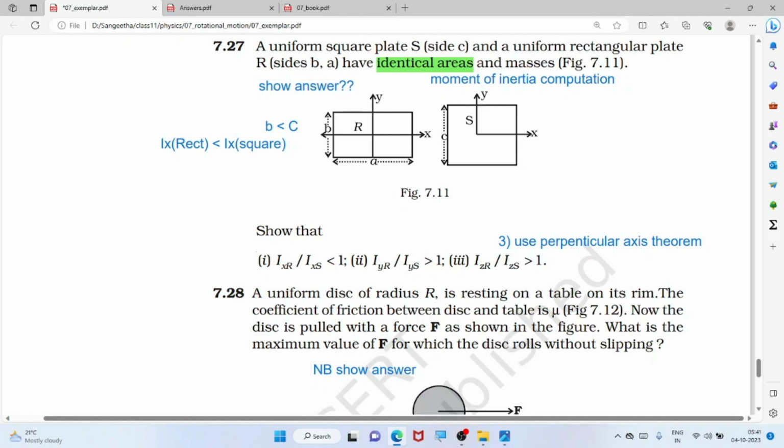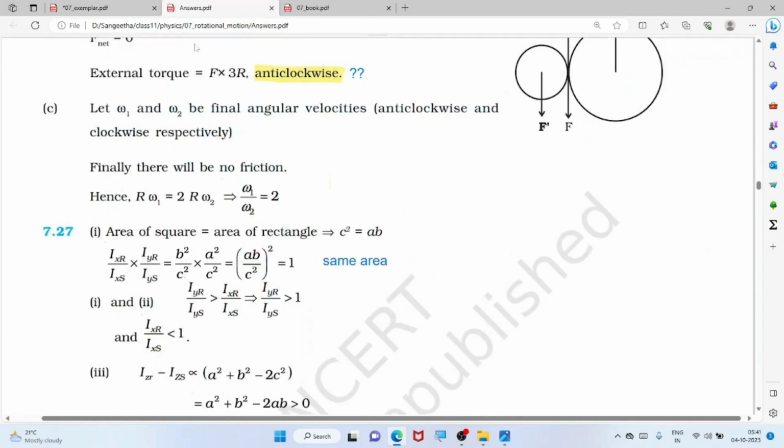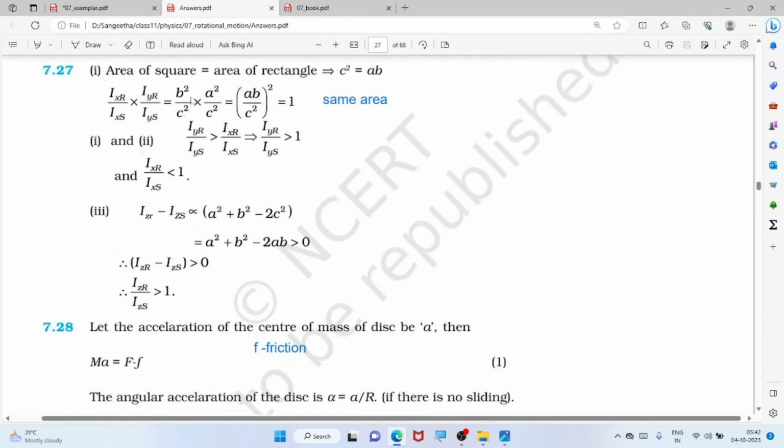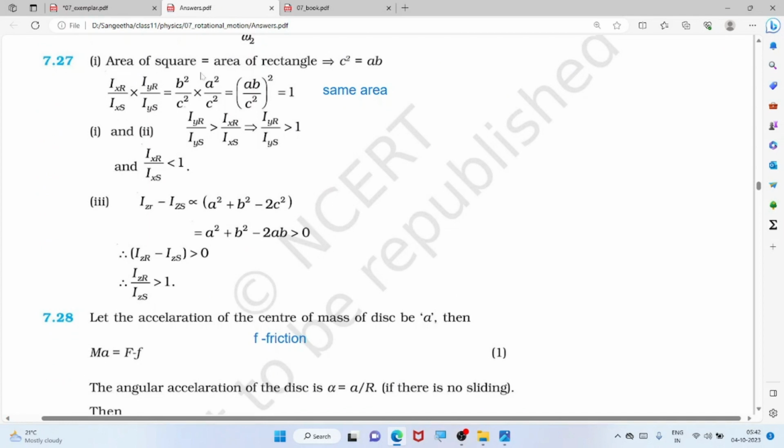Using these rules, we can prove this condition, and for this you have to use the perpendicular axis theorem: I_z equals I_x plus I_y. You have to use that. You can go through this. Both have the same area and the same mass, so we have to use the perpendicular axis theorem.